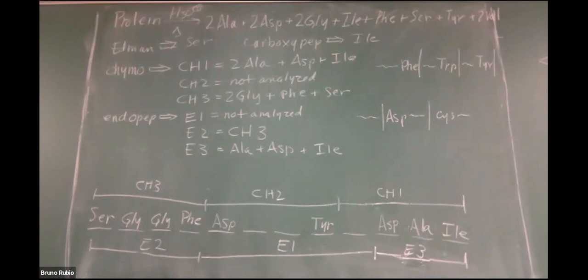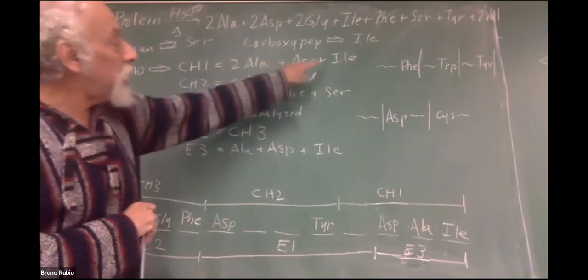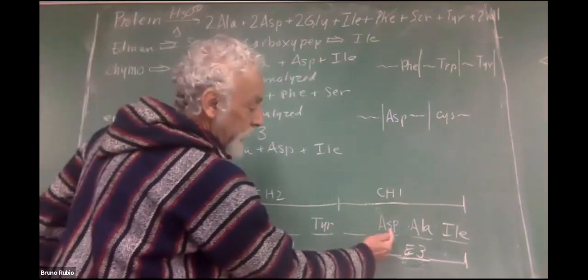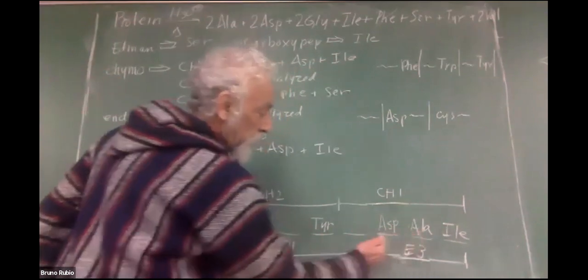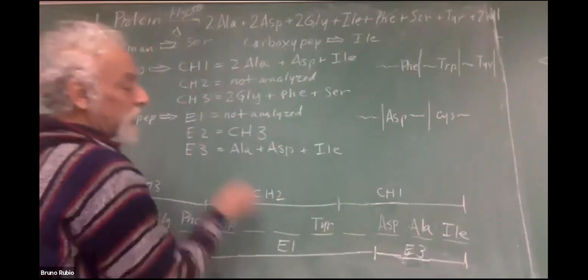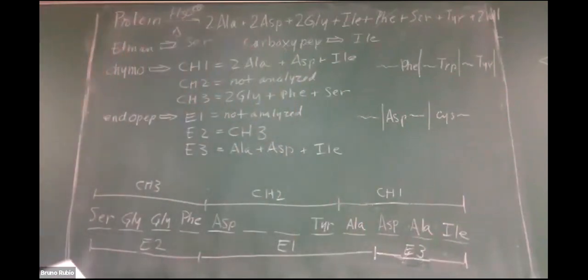And what else? CH1 has two alanines, an aspartic acid, and an isoleucine. So we're in CH1, and we're missing one alanine. So that must live there in CH1. Okay, so we're doing great.